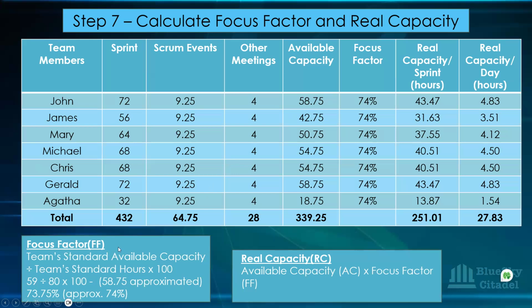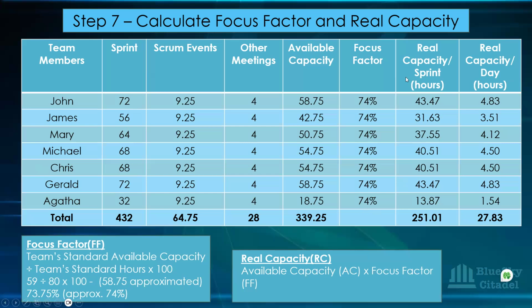Okay, we're not looking at John's zone. We're just picking him because he's the one that didn't take any full individual holiday or partial individual holiday, himself and Gerard. And that's why we're just picking on that. So we have 59 approximately divided by 80 times 100, and the focus factor is 74%. It's 73.75, but approximately 74%. You're going to use that for everybody, even for the ones that have booked holiday. So you won't be having different focus factors. The focus factor would be the same for everybody because it's standard.